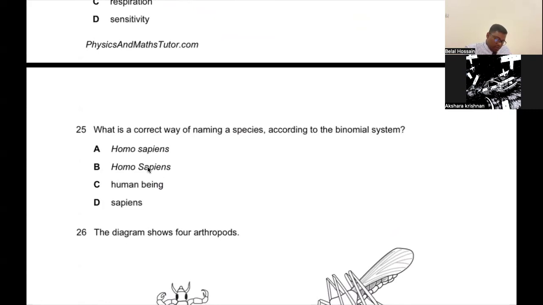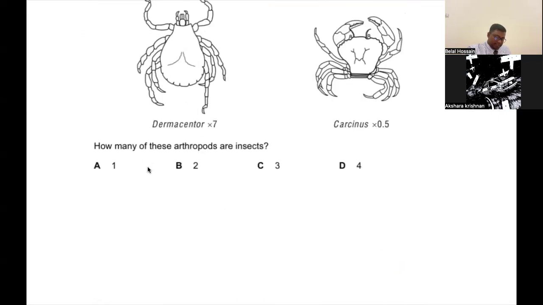Why did you not choose the second one? Because both the genus and the species are in capital. It's only supposed to be the genus in capital. Okay, very good.